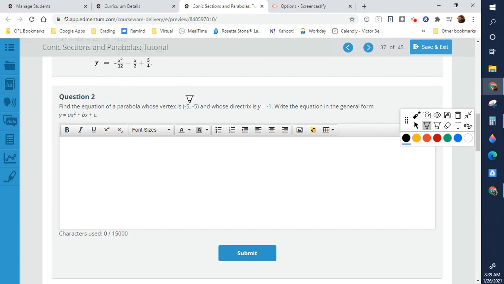All right. So that is the focus. Our directrix is above it. So it's still a downward facing parabola. It's just our P is a lot bigger than I thought it was. So the distance from here to here is going to be our P, our focus to our directrix. So it's going to be a -4.